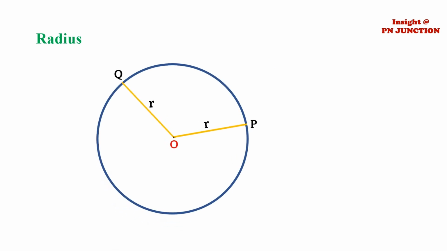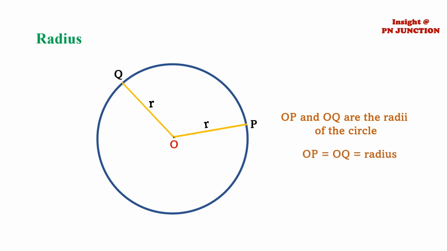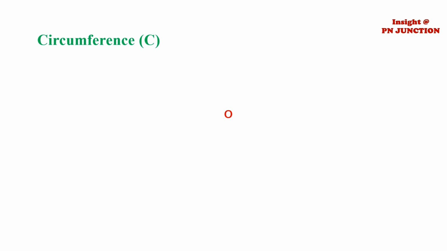The radius is a constant distance from the center to any point on the circle's boundary and commonly denoted by the letter R. The plural of radius is radii. If P and Q are the points on the circle, then the line segments OP and OQ will be the radii of the circle. All radii of a circle are equal. The length of the radius is used to determine many other properties of a circle, including its diameter, circumference, and area. Now, we are going to understand the various terms associated with the circle.